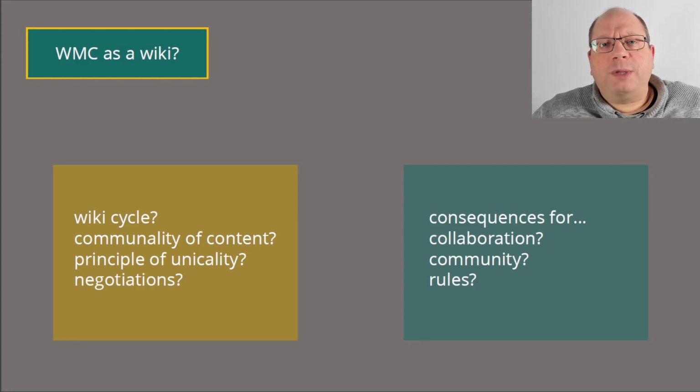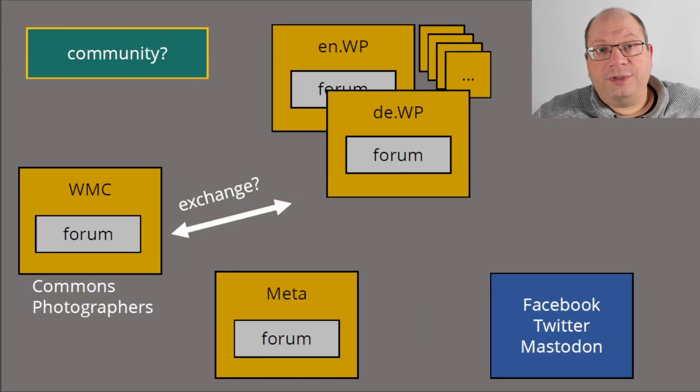So how about the wiki principles and Wikimedia Commons? Without the principle of unicality, there is little to negotiate. Consequently, there is little collaboration, and so on. We do have disputes and rules in Commons, but these mainly concern the question of which images I am allowed to upload, for example when it comes to copyright. But in general, compared to a large Wikipedia language version, we do not have a lot of rules on Wikimedia Commons.